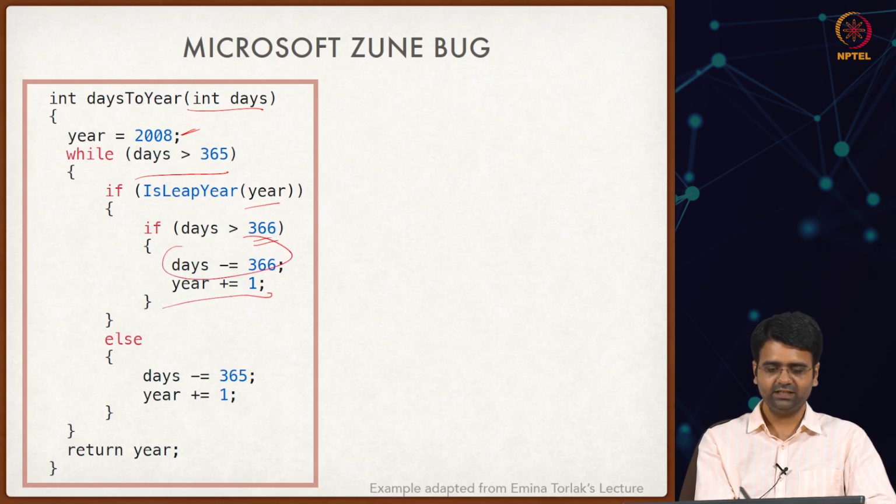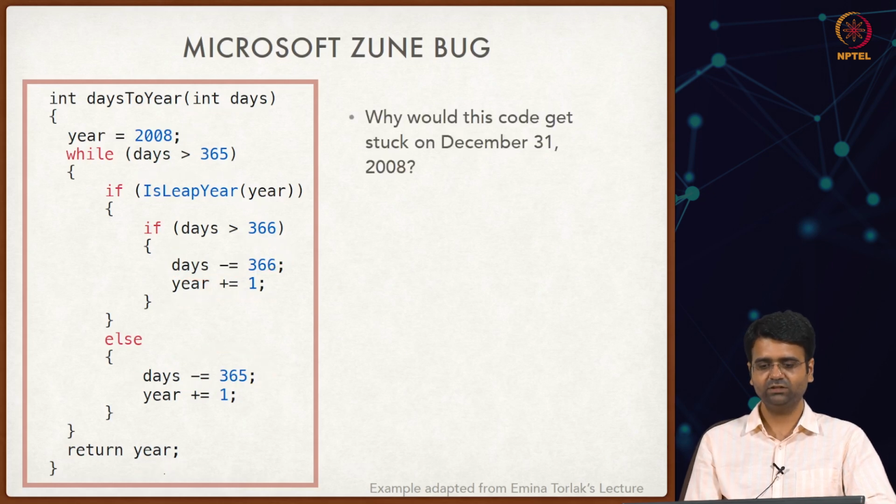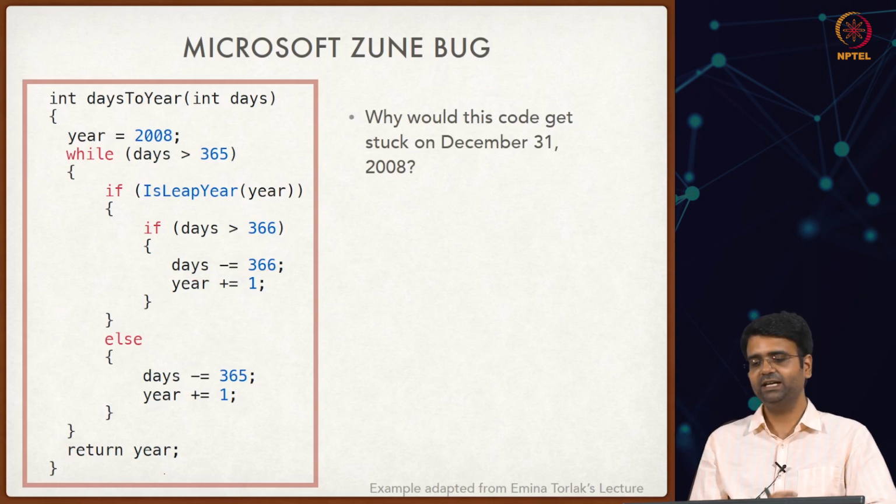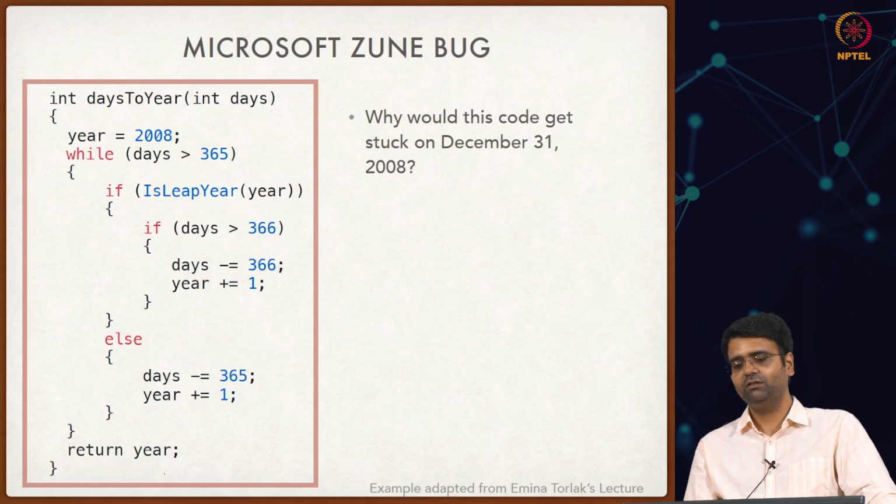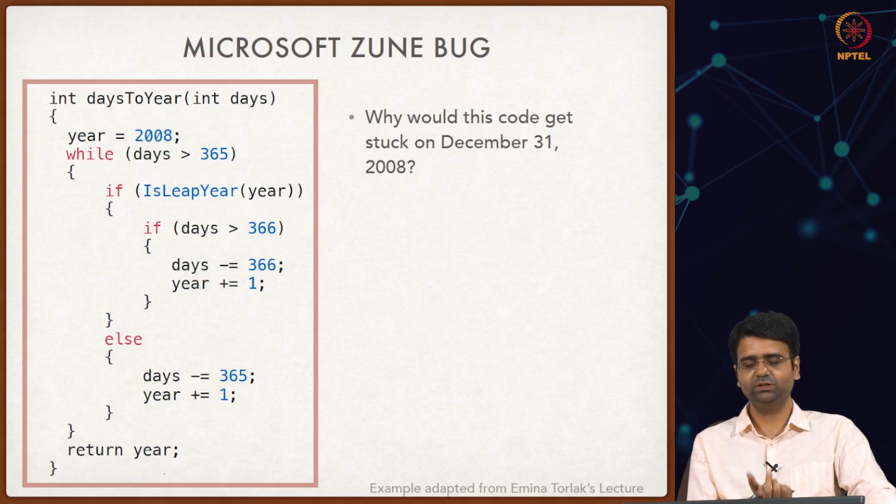In each case you decrement the days, in this case by 366 and in this case by 365, and then you continue this loop. And finally, you get the current year, based on the number of days that have passed. Now, it is this piece of code that would get stuck when the exact day is December 31st, 2008, and why is that the case?